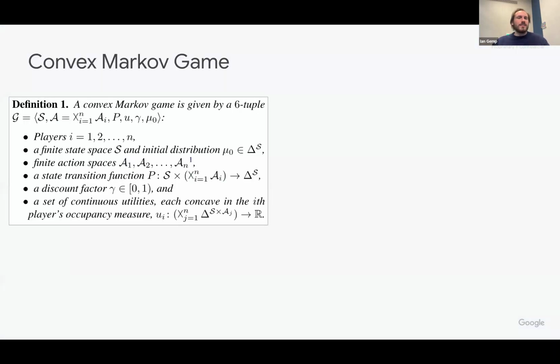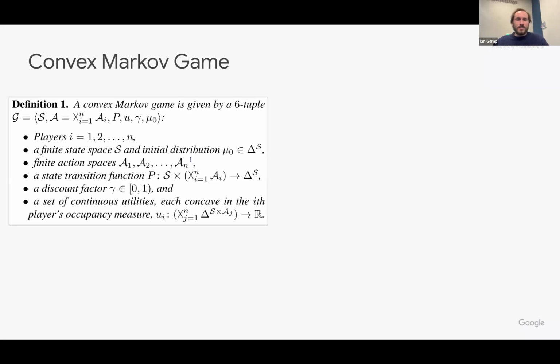Okay, so then I'm just going to go over the definition of a convex Markov game. I think a lot of this will look as you would expect. So we have some set of players, n players. We have a finite state space S and an initial distribution over states. So we're going to start ourselves in the world in some random state. We have a finite set of action spaces, one for each player. We have a transition function, so given a state and a set of actions by all the players, and when I say state, this is a joint state, you then get a probability distribution over next states.